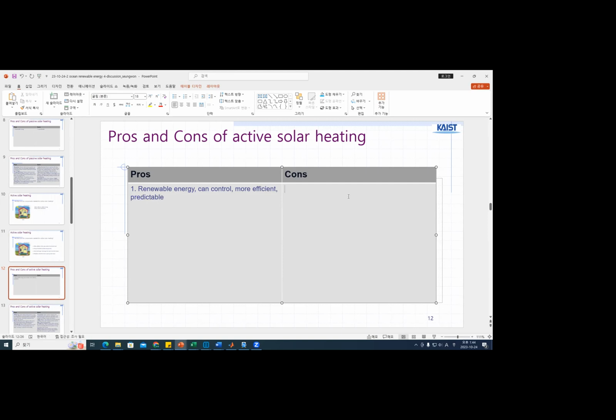And how about the cons? For cons, there are lots of components to be installed, so it is very complicated to make the active solar heating system. Yeah, that's also right. Thank you for answering. Are there any opinions?